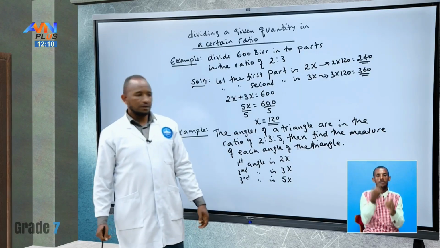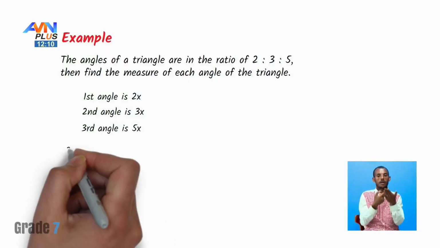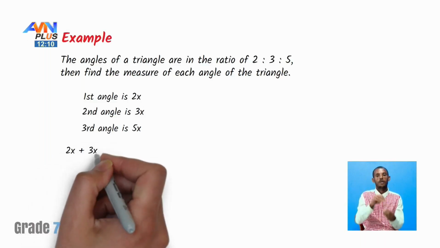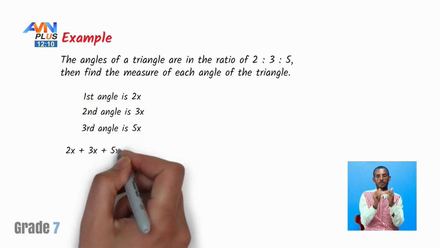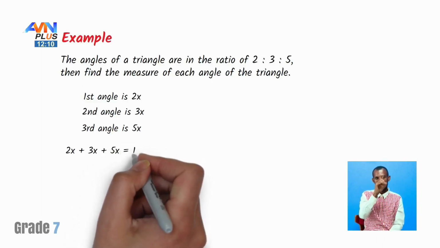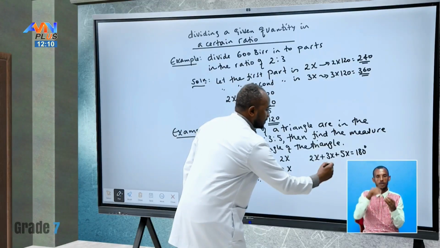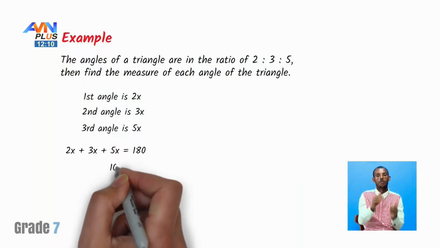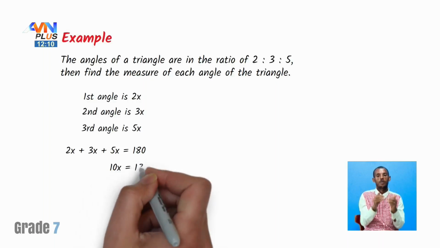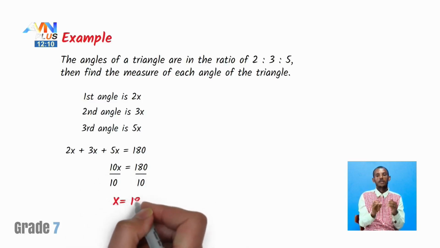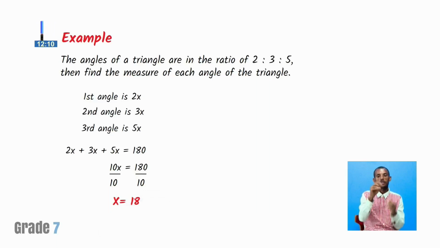From the angle sum theorem, you know that the sum of the interior angles of a triangle gives you 180 degrees. Therefore, 2x plus 3x plus 5x is equal to 180. So 2x plus 3x plus 5x is 10x. This will be equal to 180. Divide both sides by 10, and this cancels out. x is 18.